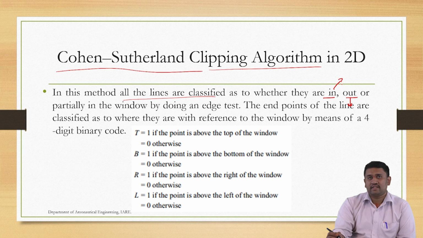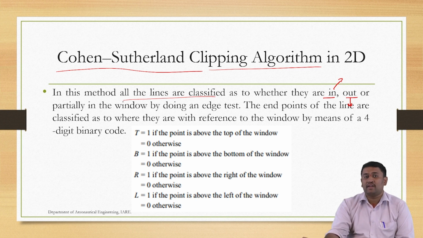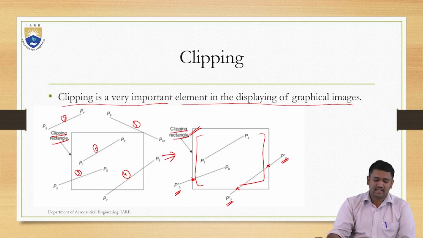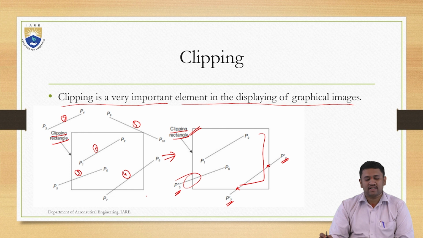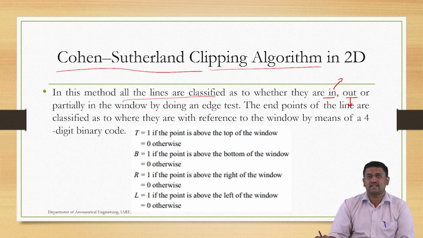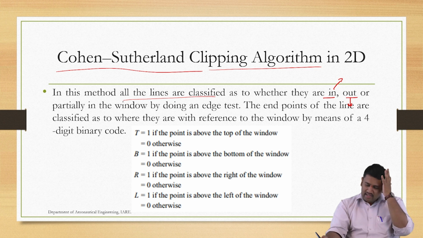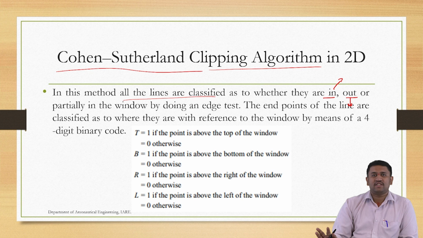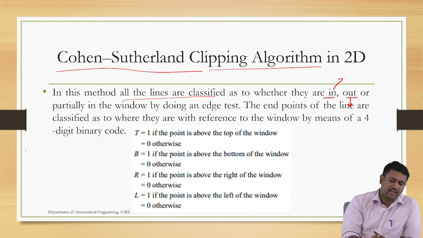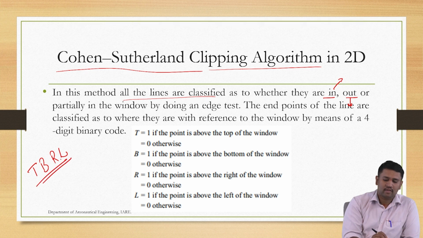What happens if they are in? We'll give some value. What happens if they are out? We'll give some value. A few lines, as we discussed earlier, are partially in and partially out. In those cases, we will not assign any value. Now, how this works is by having a 4-digit code, where TBRL, right?